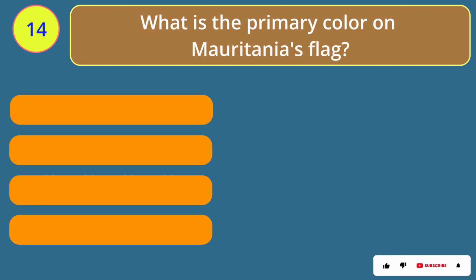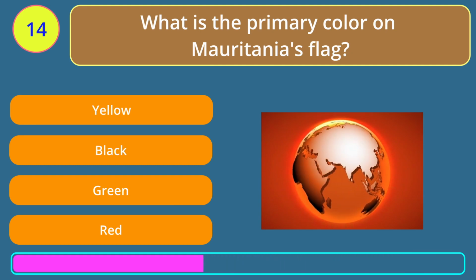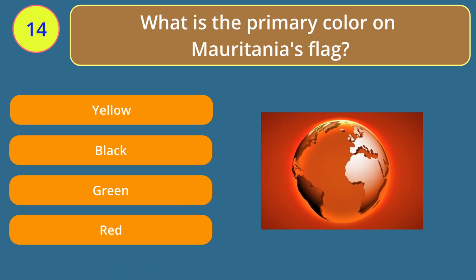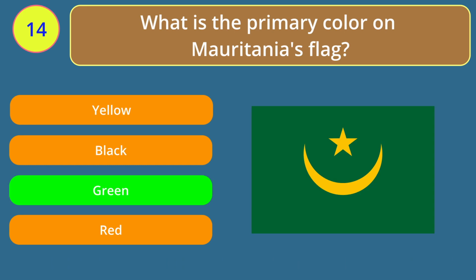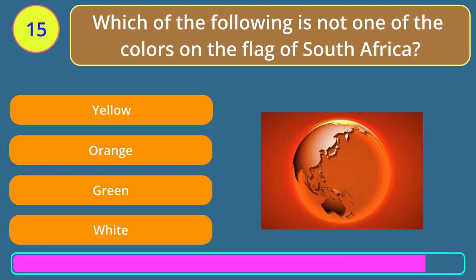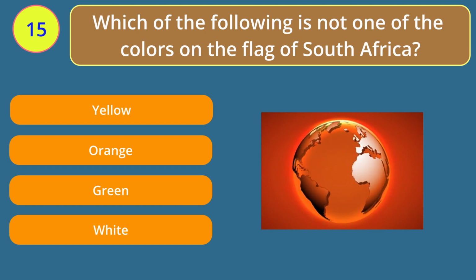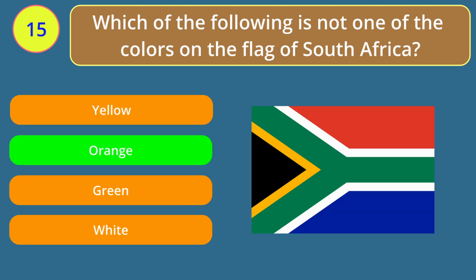What is the primary color on Mauritania's flag? The four options are yellow, black, green, red. The correct answer is green. Which of the following is not one of the colors on the flag of South Africa? The four options are yellow, orange, green, white. The correct answer is orange.